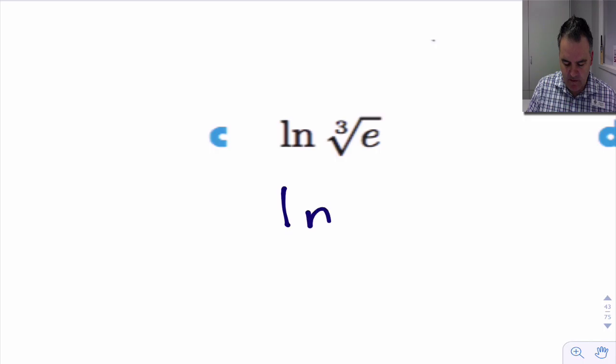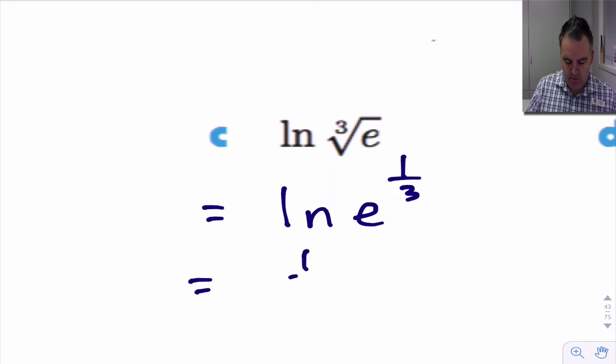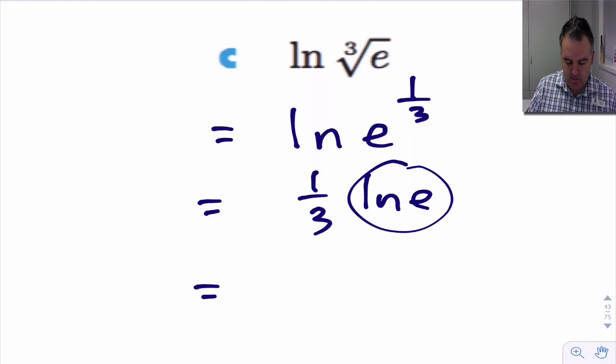ln of the cube root of e. The cube root of e is e to the power of 1/3. So this is equal to 1/3 ln e, and again ln e is equal to 1, so this is a third.